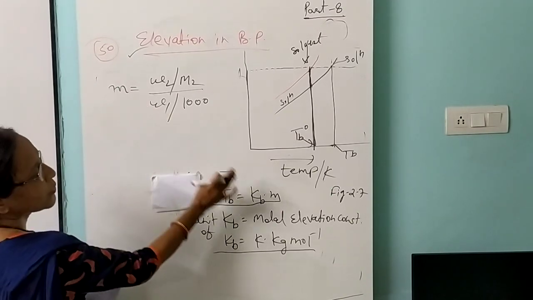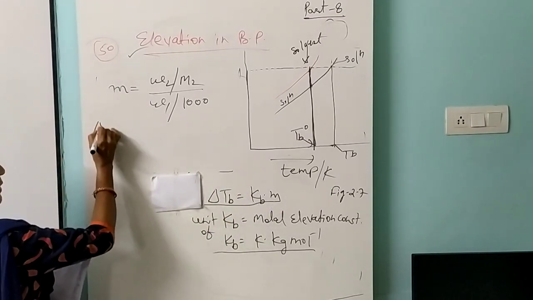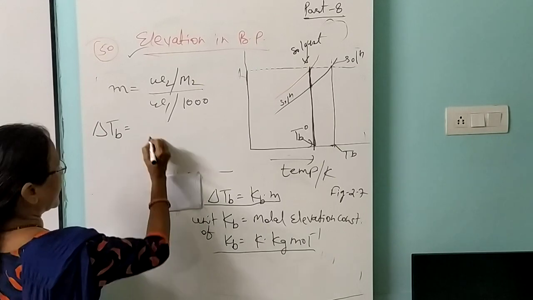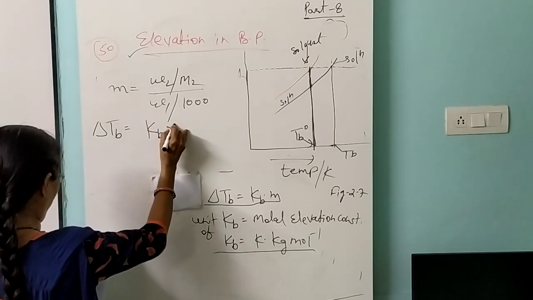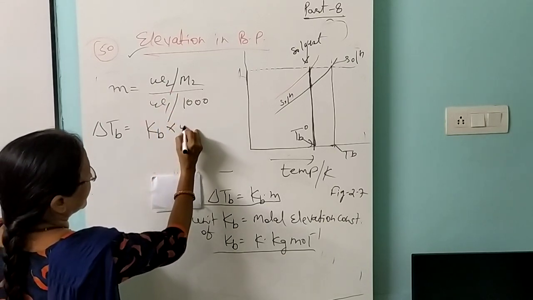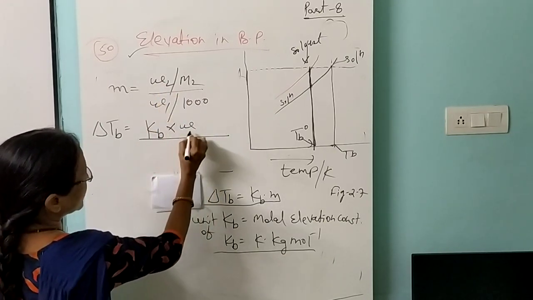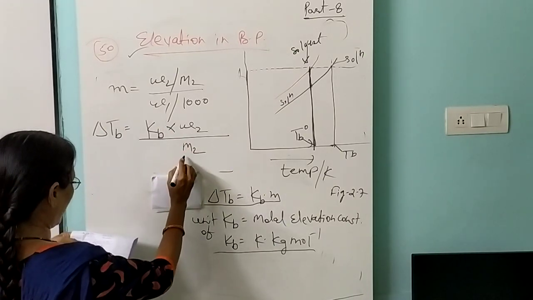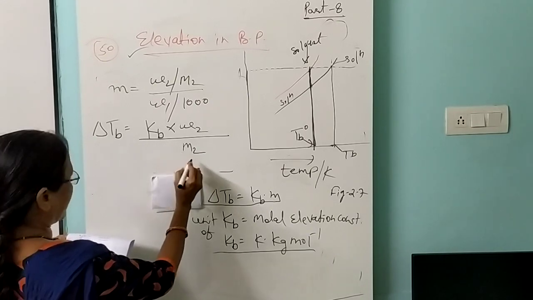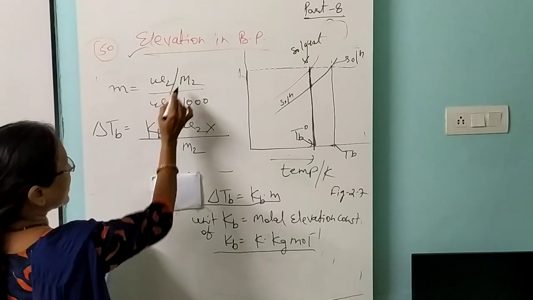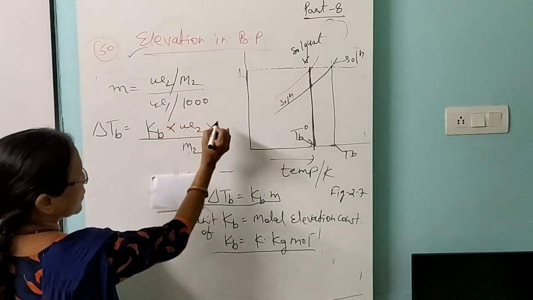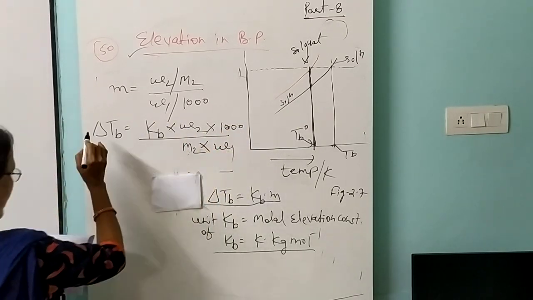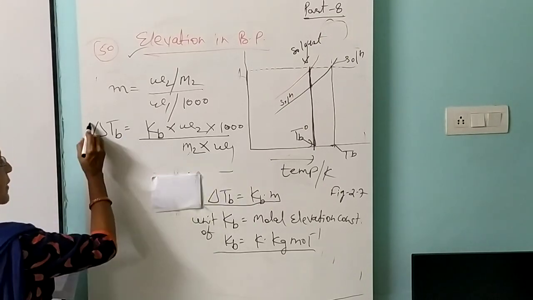Now if we put this value in the equation, we write delta T_B equal to K_B into W2 upon M2, and this 1000 comes here, into 1000 upon W1. Students, you should check it.